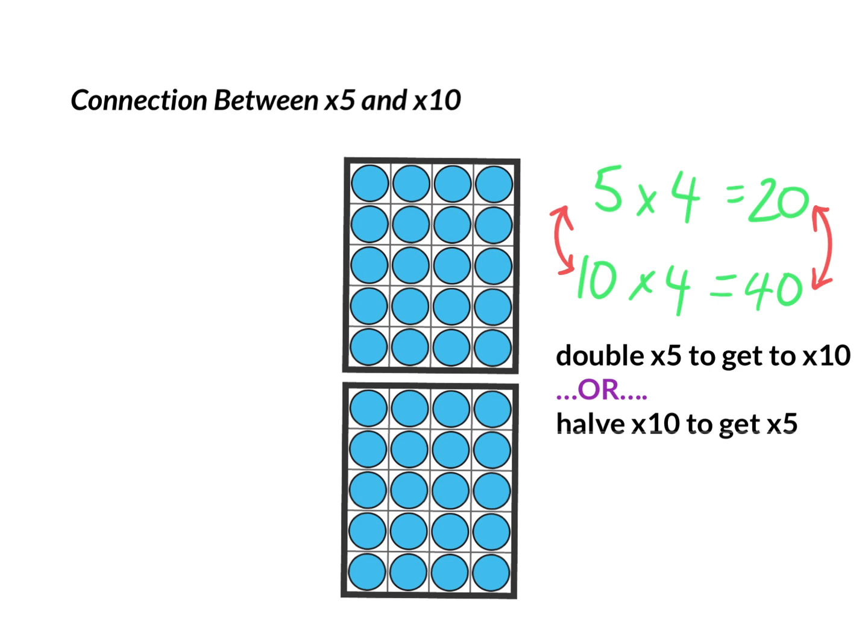The relationship between 5 times and 10 times is either doubling or halving. If I know 5 times 4, well, I must know 10 times 4 because I've doubled the groups. If I know 10 times 4, I must know 5 times 4 because I just halved the groups. 5 times 4 is 20, then I must know that 10 times 4 is 40 because I've doubled.